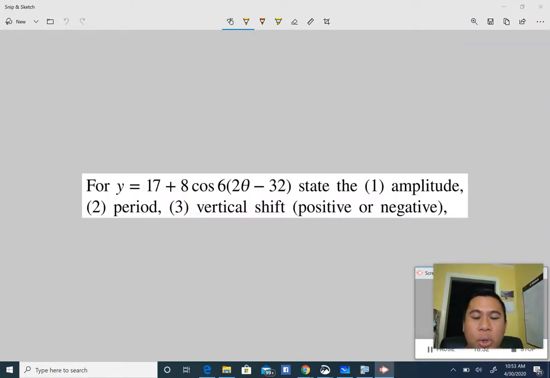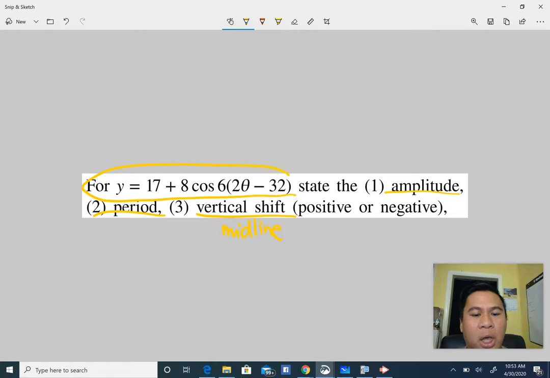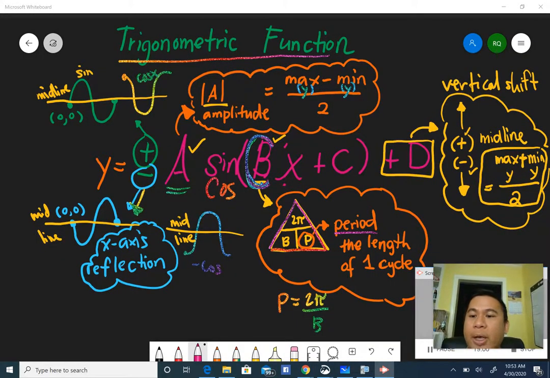You can now use your knowledge of vertical shift, amplitude and period to see in here y equals 17 plus 8 cosine(62 theta minus 32), to determine the amplitude and vertical shift, or what we call the midline, for this particular equation or function.